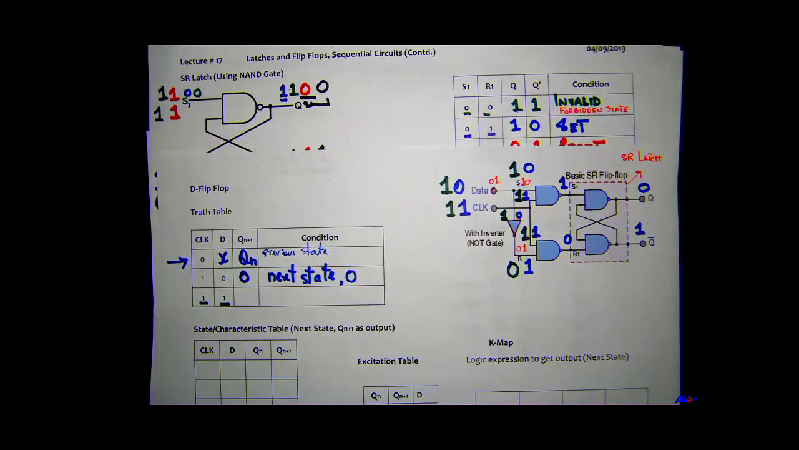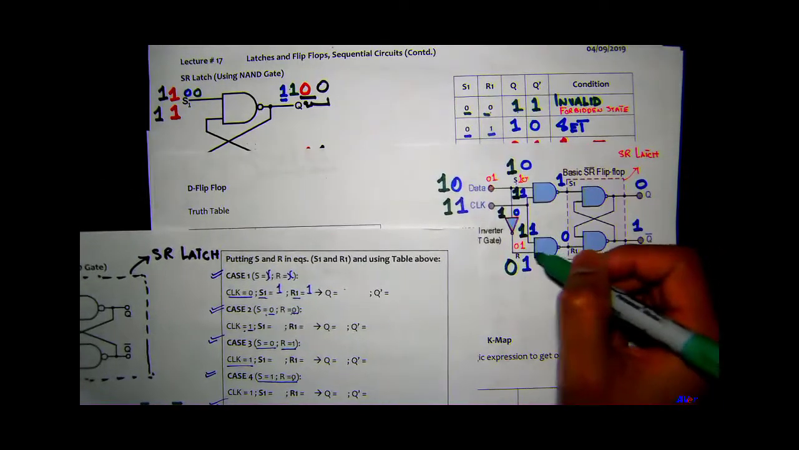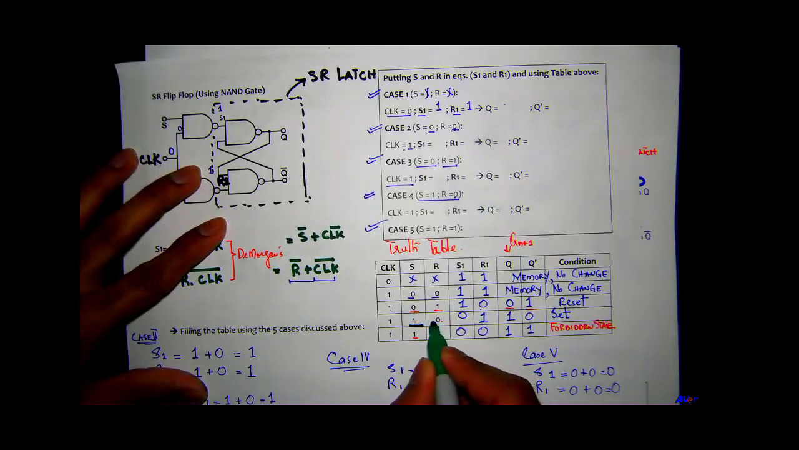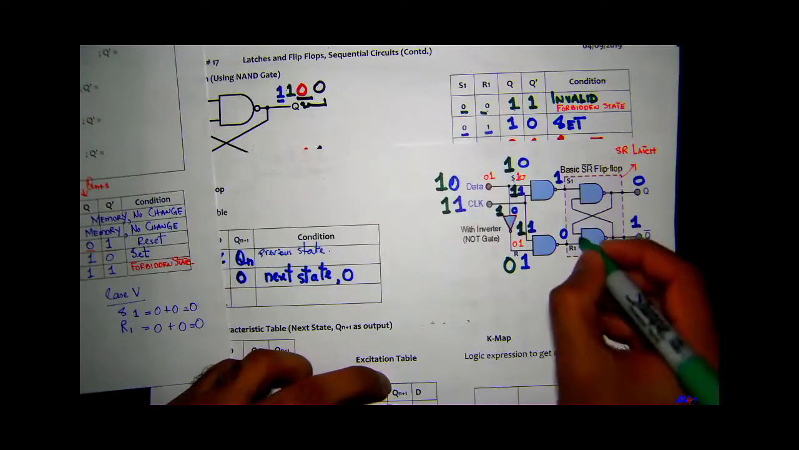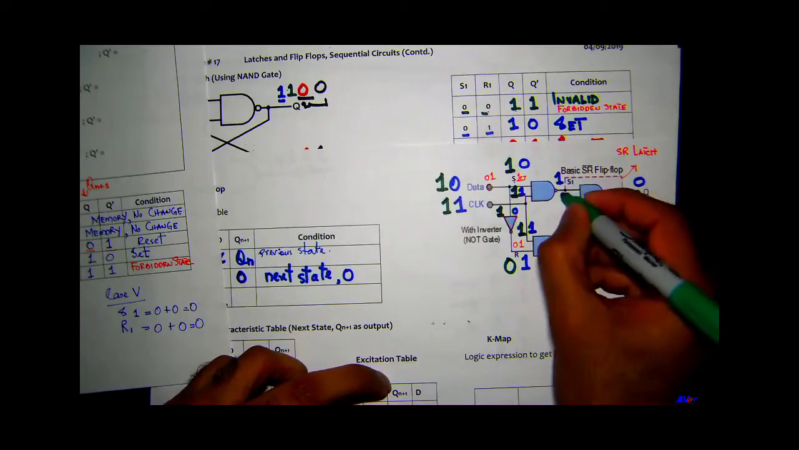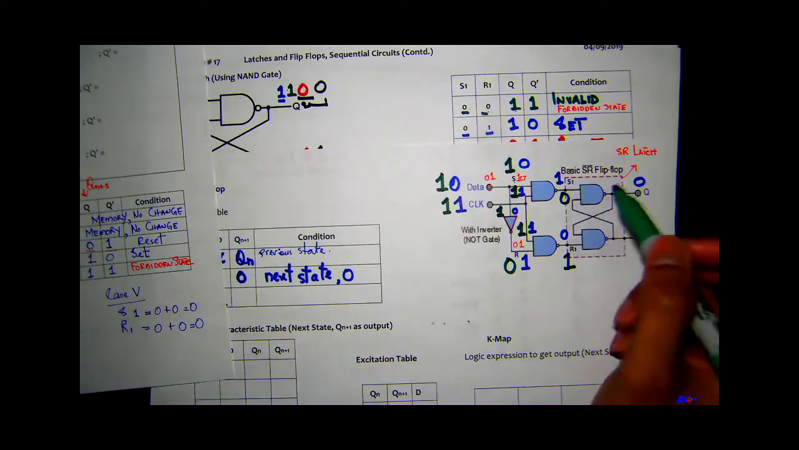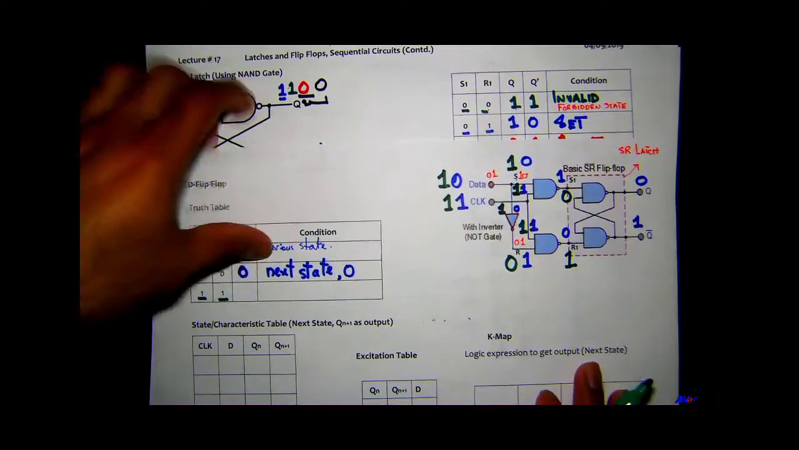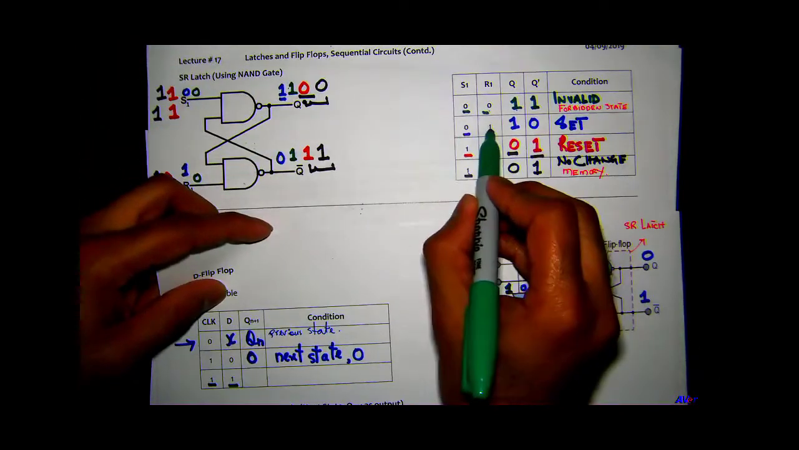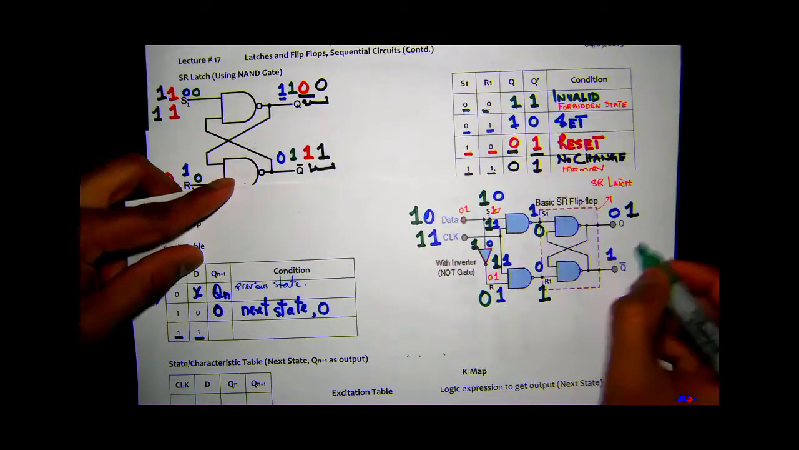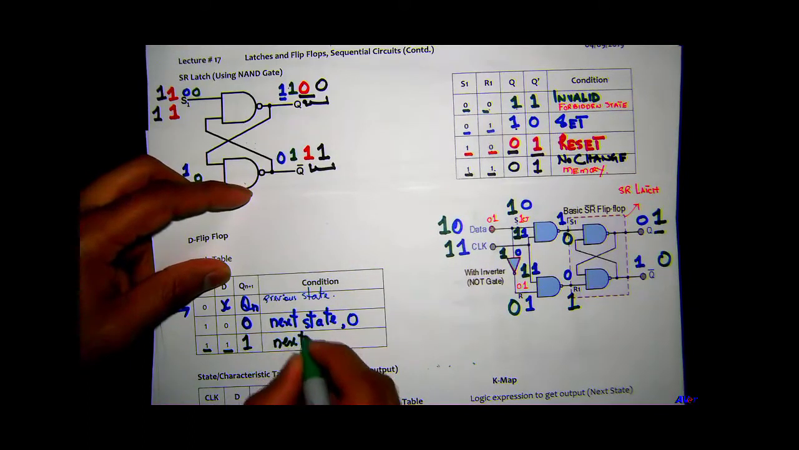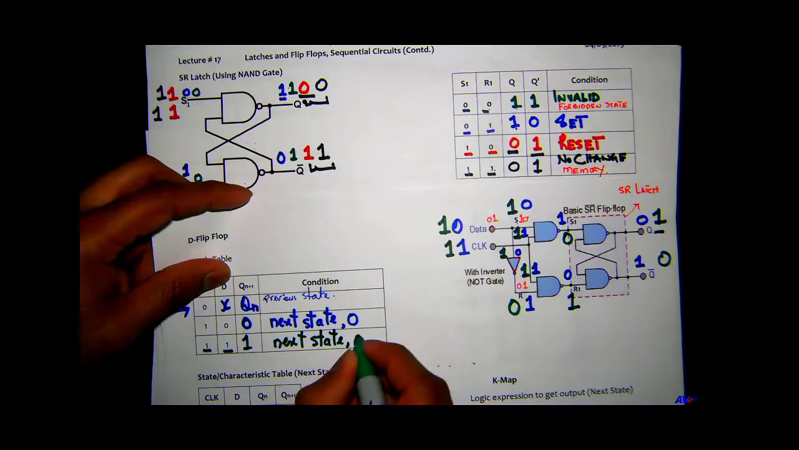Okay, we look at the truth table from the previous example. S is 1, R is 0. So S1 is going to be 0, R1 is going to be 1. And then when S1 is 0 and R1 is 1, Q is going to be 1, and Q naught is going to be 0. Okay, so your next state is actually Q, which is 1, so the next state is going to be 1.